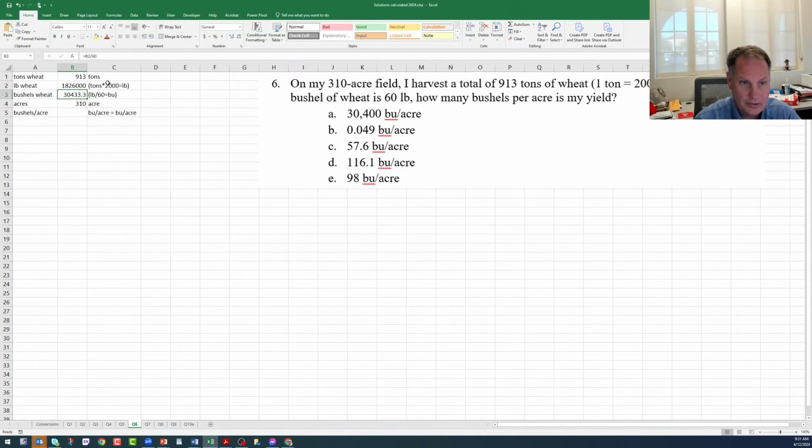Hopefully you don't immediately say, oh, hey, that looks like one of my answers, and pop that in, because we still need to divide by 310 acres to get my bushels per acre. So it should be about 98 bushels per acre.